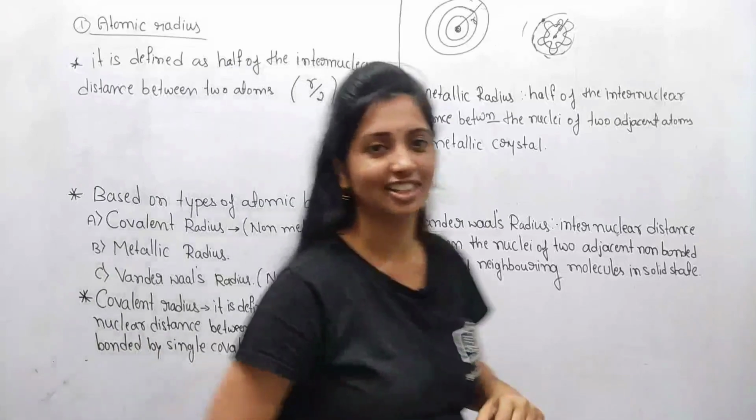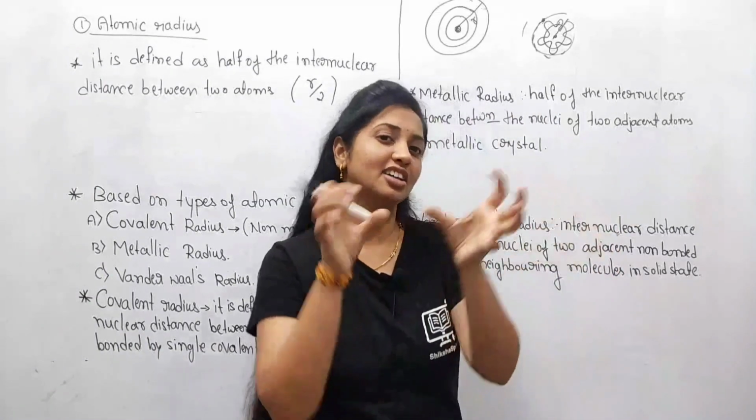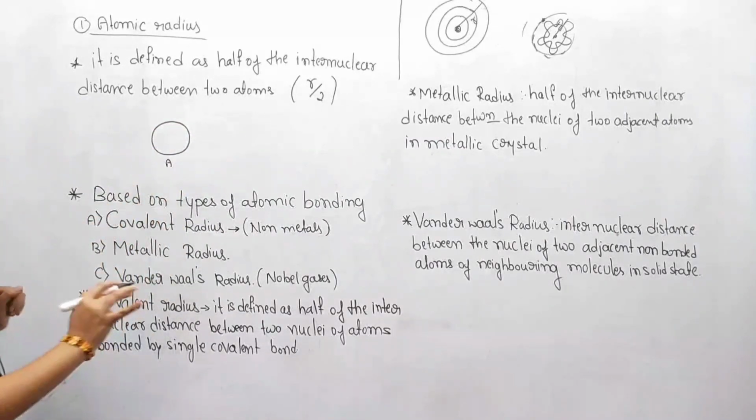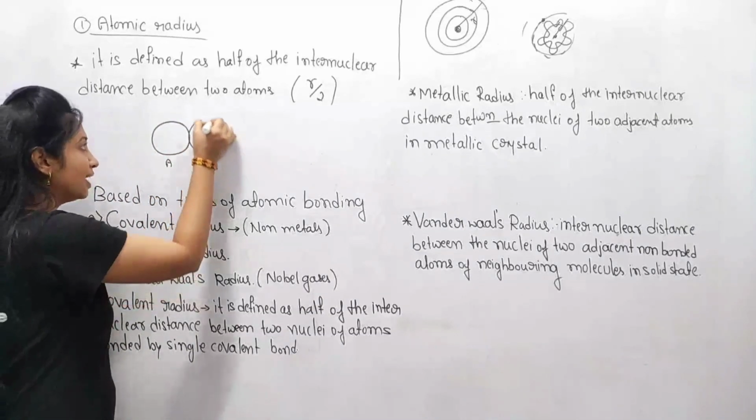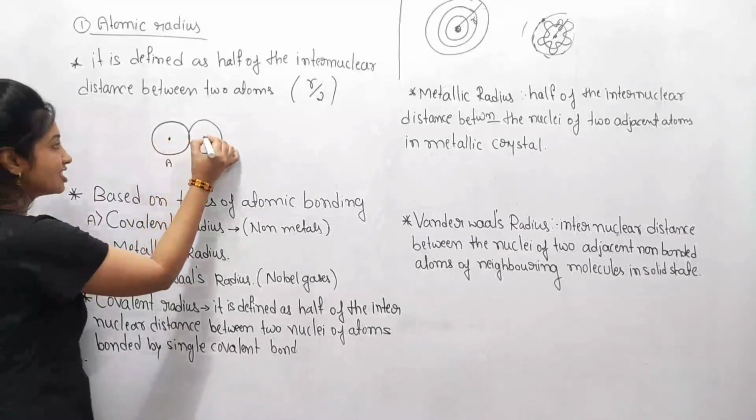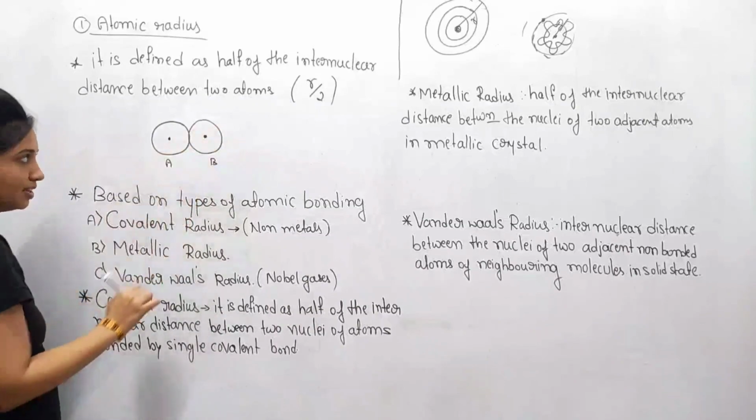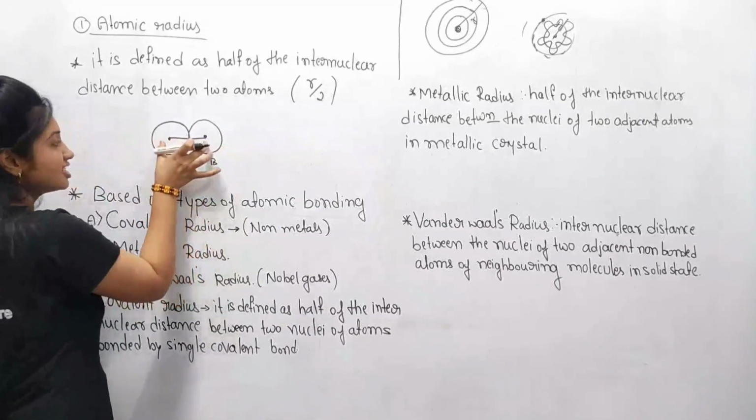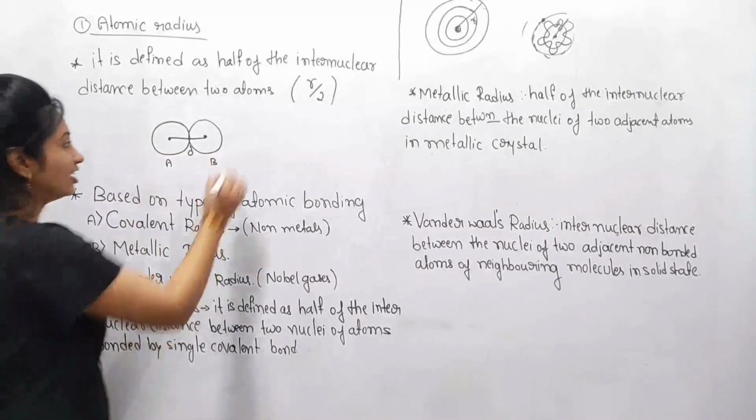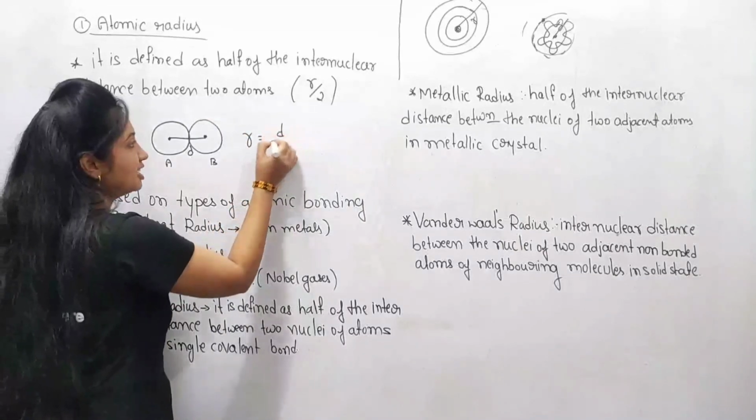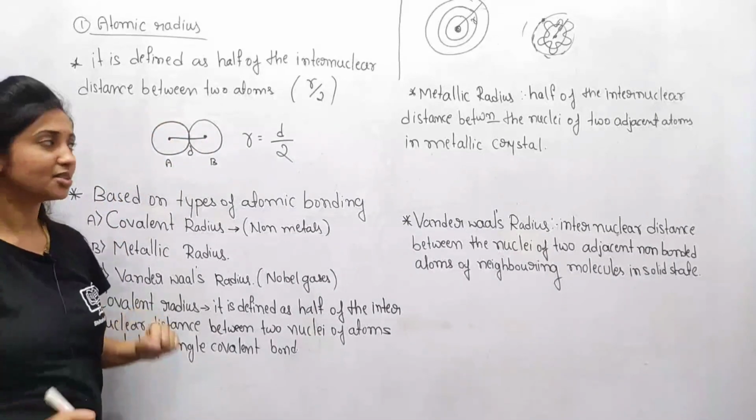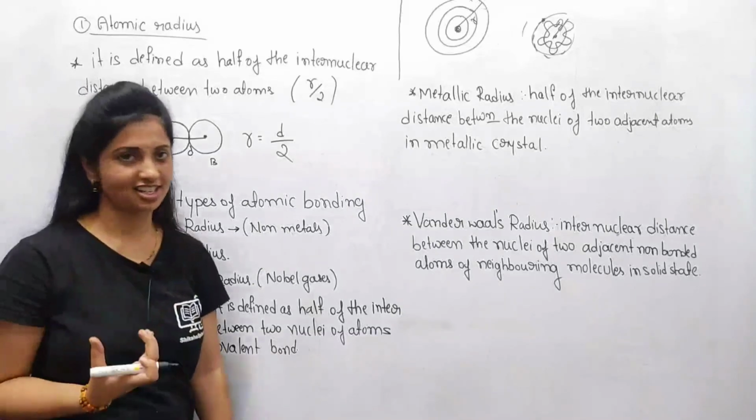Then what happens here, guys, when the atoms are in a combined state? Just observe here, consider this is atom A and it binds with atom B. Then how do we measure the atomic radius? Observe here. These are the nuclei of atom A and atom B. And this is the distance between these two atoms, and its value is d. Then the atomic radius is equal to d by 2, half of this internuclear distance. So what do you mean by internuclear distance?